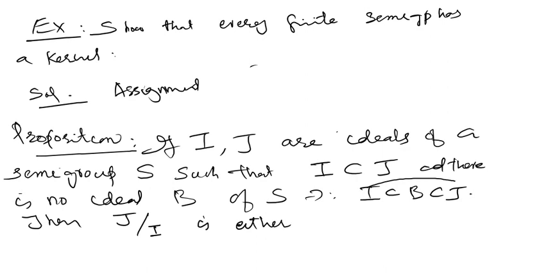It's zero simple or null. Null means the product of any two elements of J over I is equal to zero. Keep in mind that the zero element of J over I is I itself.